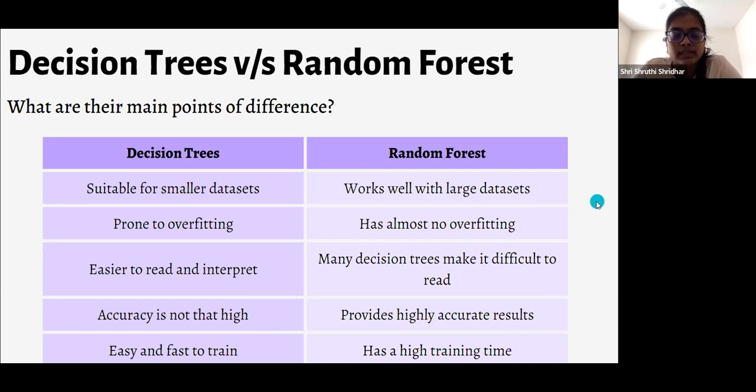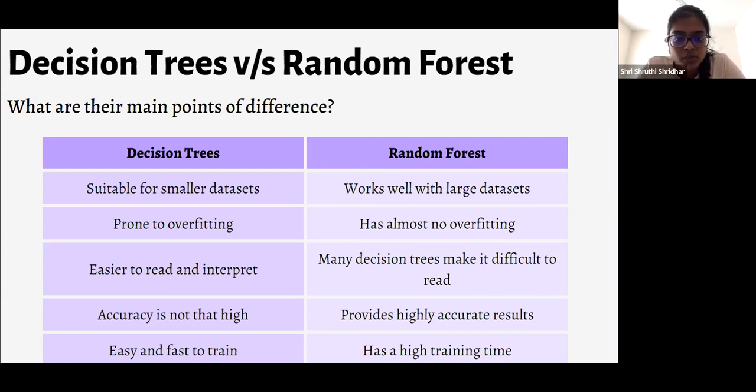And the next one is has a high training time. So let's see, we have one decision tree and we have many decision trees, plus a classifier based on maximum vote, or a regression based on average. So which one has higher time? Random forest. Higher training time and also higher memory and space utilization for random forest.